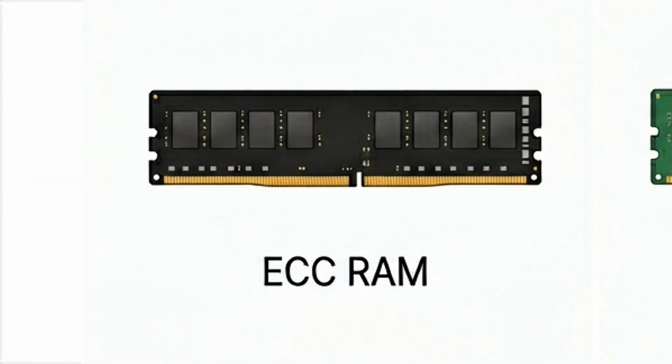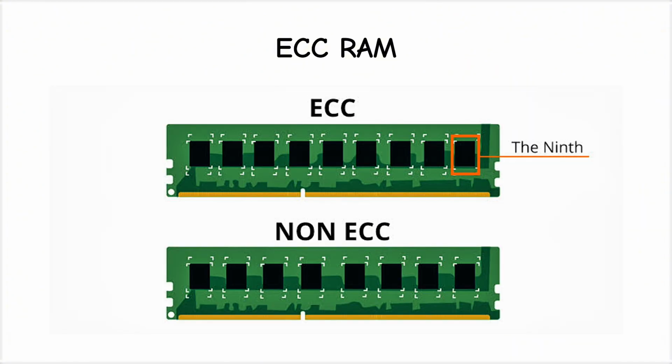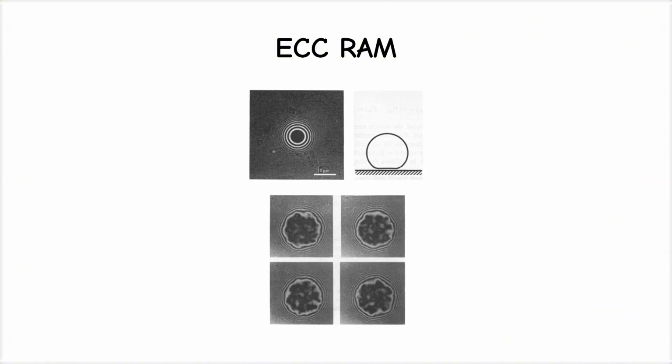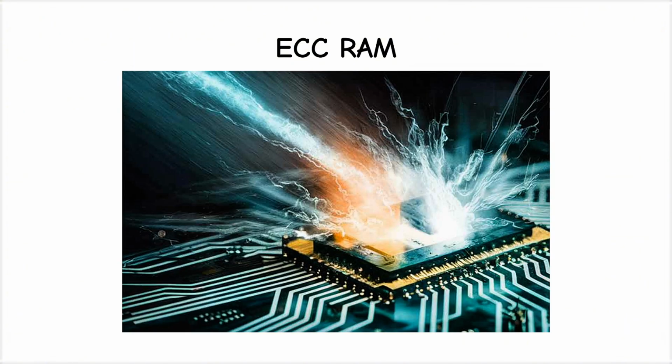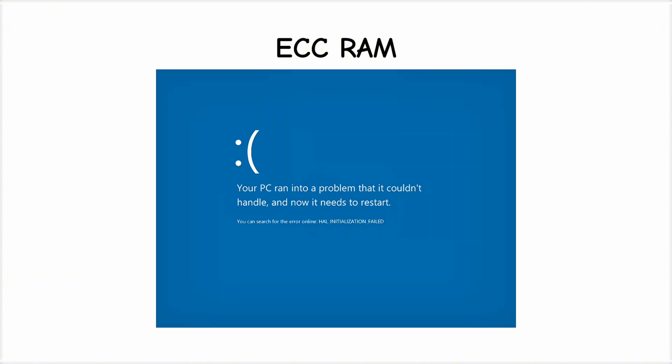ECC RAM. This specialized memory includes an extra memory chip on the board designed to detect and automatically correct internal data corruption. In standard consumer hardware, microscopic electrical interference or cosmic rays can occasionally flip a single bit of data from a 1 to a 0, causing a sudden application crash or a blue screen.